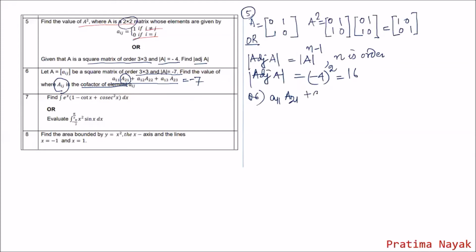A21 plus A12 A22 plus A13 cofactor 23. It will be 0.